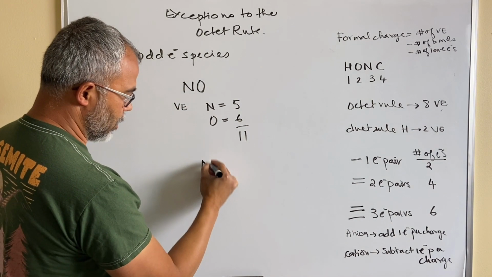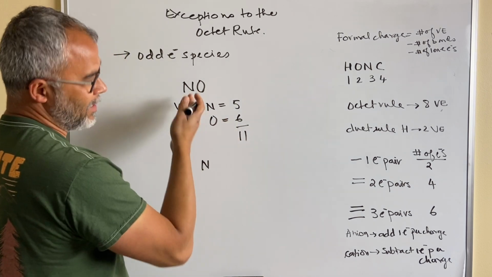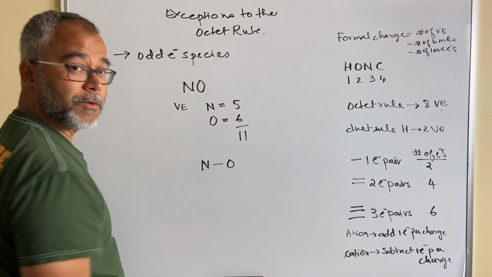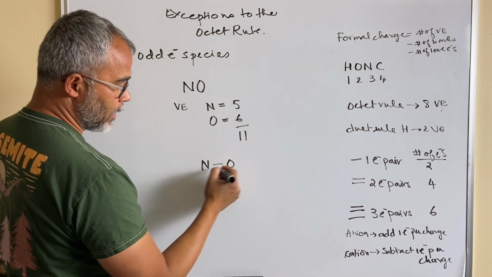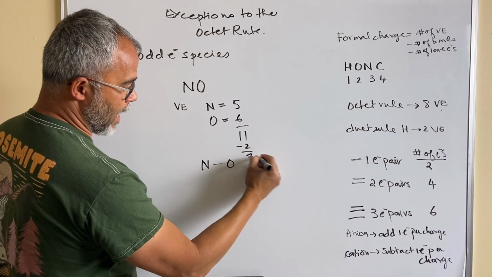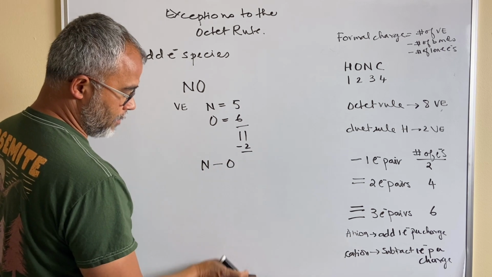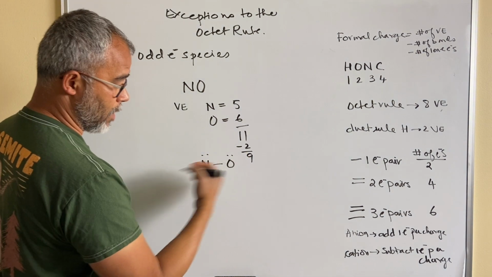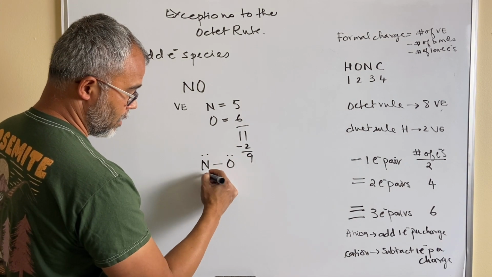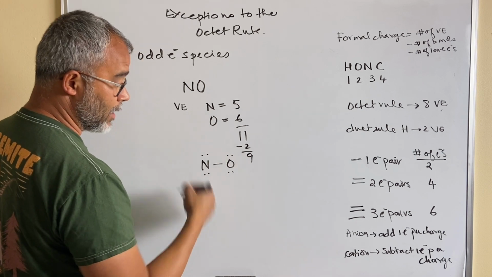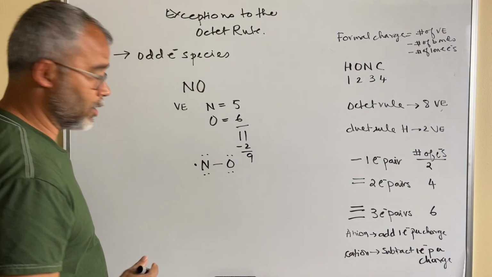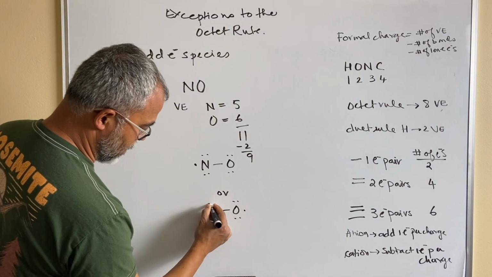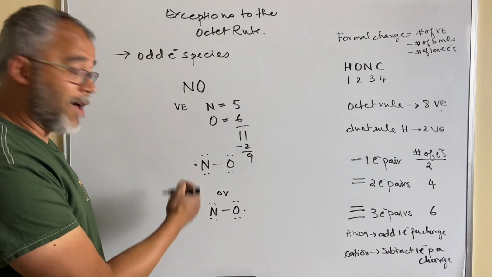If you draw the Lewis structure, you can follow the HONC rule, but in this case it doesn't matter because there are only 2 atoms. So you just draw a nitrogen connected with the oxygen. Since we used up 2 electrons, we have 9 remaining. Let's put them one by one on the oxygen and nitrogen. That's 8, and then there's one more left. You can put that on the nitrogen, or you can put it on the oxygen. Both of these are valid structures.